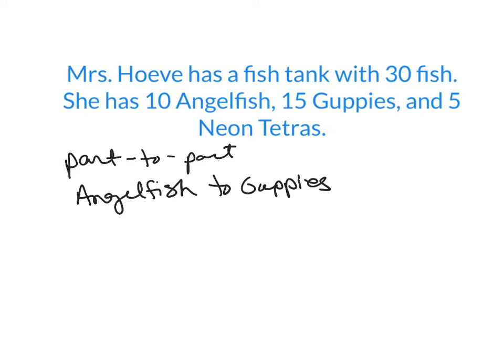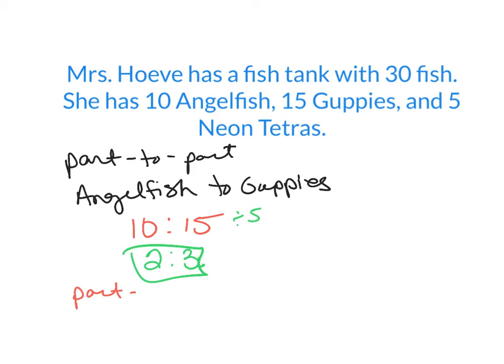Sorry about the bad handwriting. Here we go. Angelfish, I have 10. Guppies, I have 15. We always need to have it in simplest form, so I'm going to divide them both by 5. I get 2 to 3. There is my ratio.